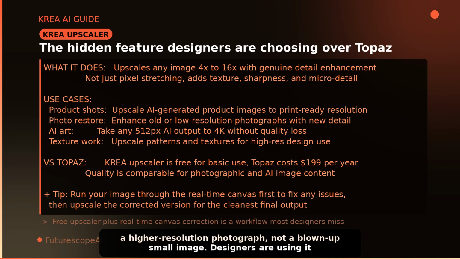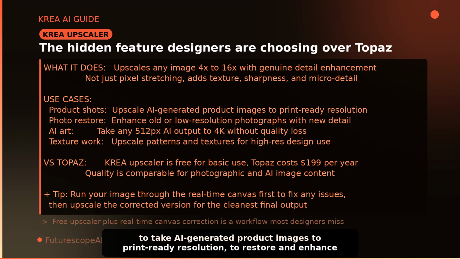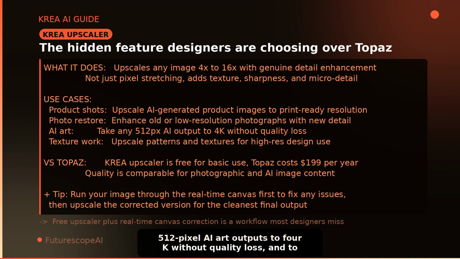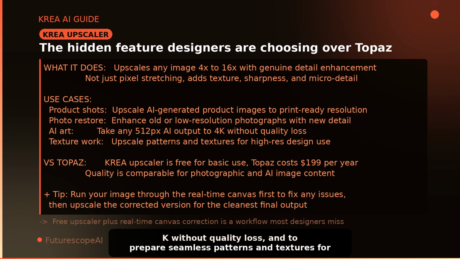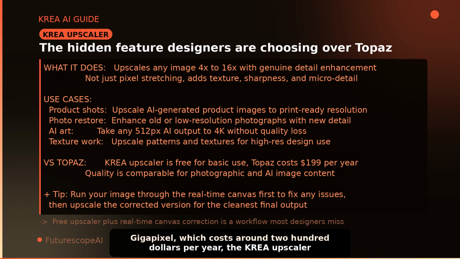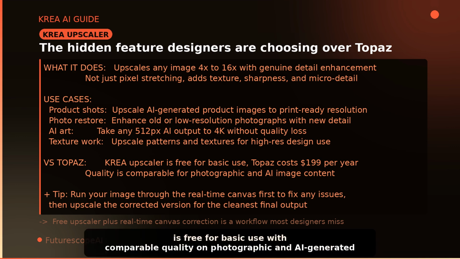Designers are using it to take AI-generated product images to print-ready resolution, to restore and enhance older low-resolution photographs, to bring 512-pixel AI art outputs to 4K without quality loss, and to prepare seamless patterns and textures for high-resolution design work. Compared to Topaz Gigapixel, which costs around $200 per year, the KREA upscaler is free for basic use with comparable quality on photographic and AI-generated image content.